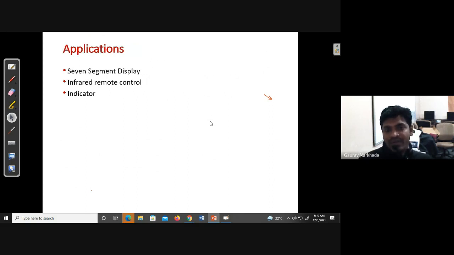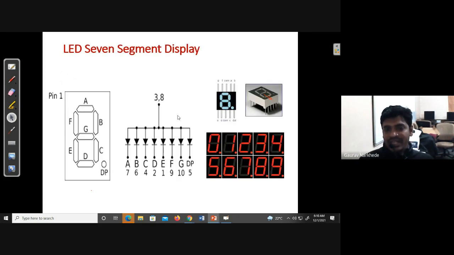Now where are we using these LEDs? Everywhere. Normally we use LEDs as indicators. In the lift we can see digits, and that display is called a 7-segment display. We use infrared LED in remote controls as well as indicators. You must have seen this display in many places, and this is your 7-segment display.